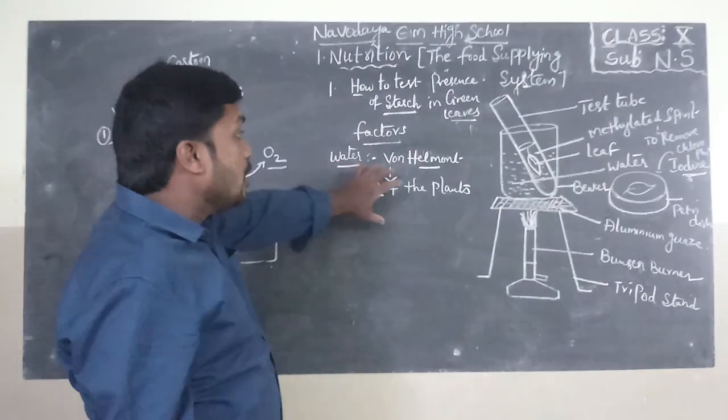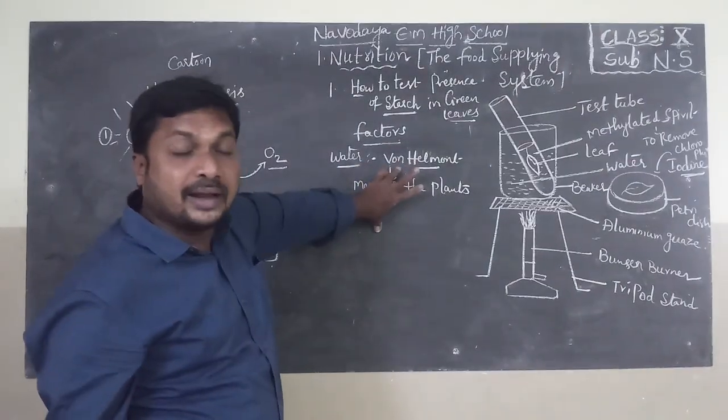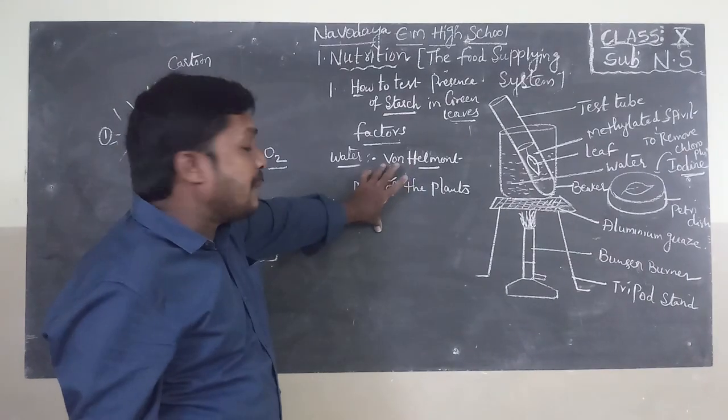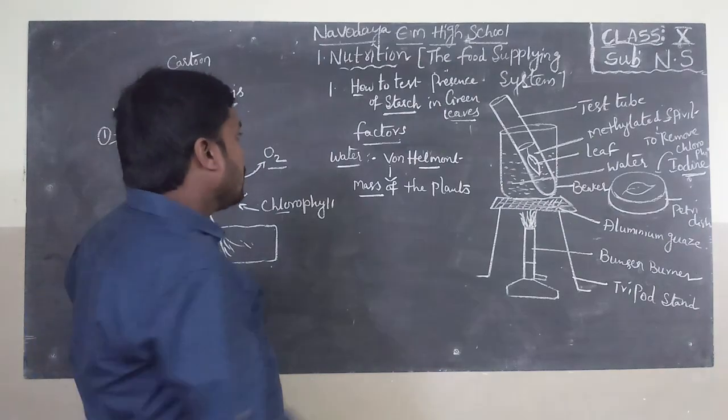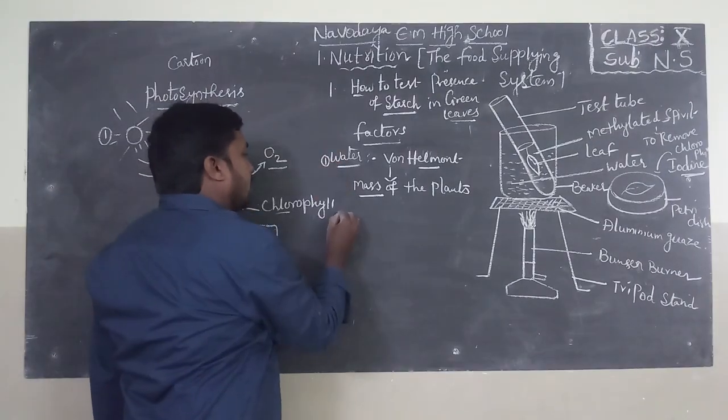After that he noticed that the weight of the plant increases and the weight of the soil decreases. Based on this, von Helmont concluded that the plant mass will be increased with the help of water. So, first factor is water.